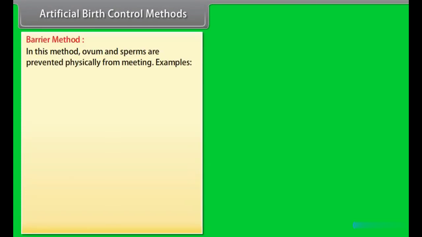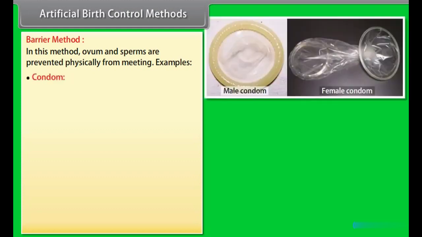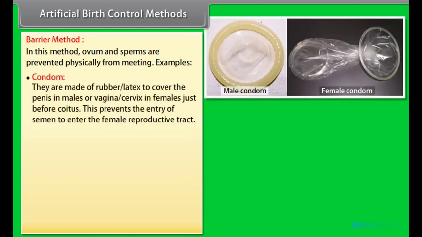Artificial birth control methods. Barrier method. In this method, ovum and sperms are prevented physically from meeting. Examples: condom. They are made of rubber or latex to cover the penis in males, or the vagina or cervix in females, just before coitus. This prevents semen from entering the female reproductive tract.